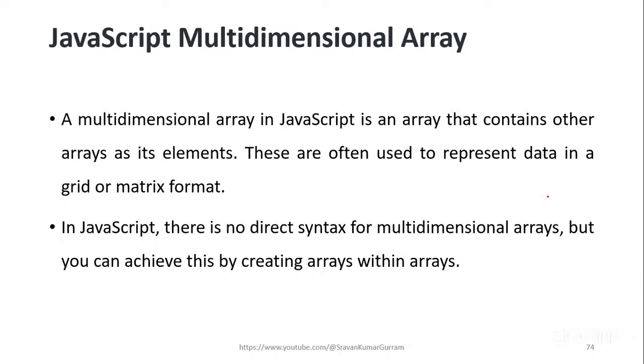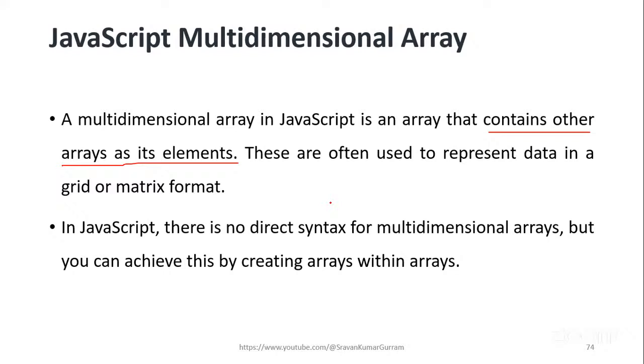In C language, CPP, Java also, we can create multi-dimensional arrays. In the same way, in JavaScript also, we can create a multi-dimensional array. Now, a multi-dimensional array in JavaScript is an array that contains other arrays as its elements. This is an important point. What does it mean? Array of arrays. Every element is also an array. It contains other arrays as its elements. That is called a multi-dimensional array.